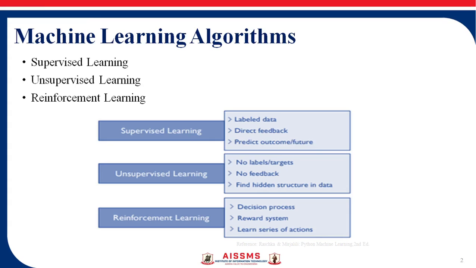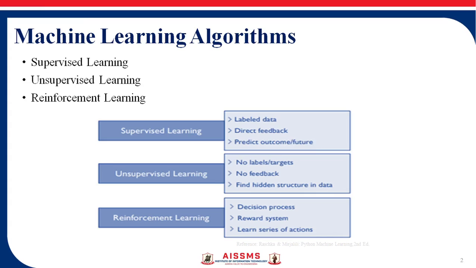The goal of unsupervised learning is to model the underlying structure or distribution in the data in order to learn more about the data. If we want to categorize it, then clustering and association are some of the unsupervised learning subcategories.